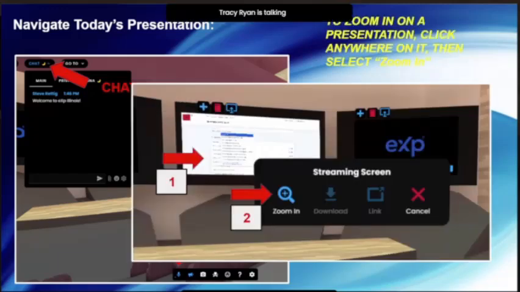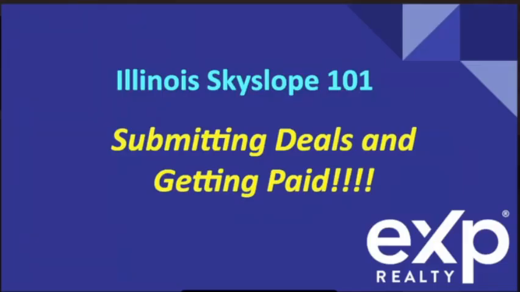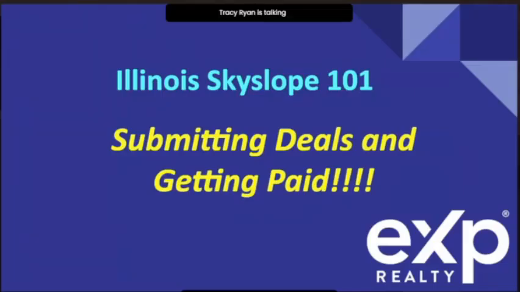You can click on the center screen and then click on the zoom in button. And then to unzoom, you just click sort of off to the side of the screen to undo it. So we're going to go ahead and jump right into submitting deals and getting paid.